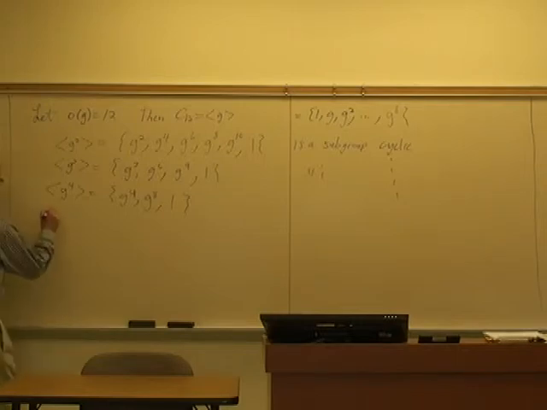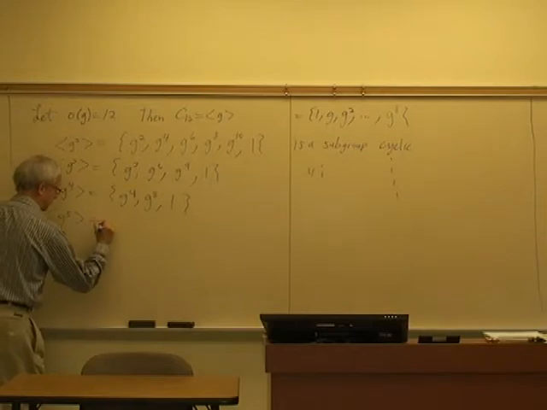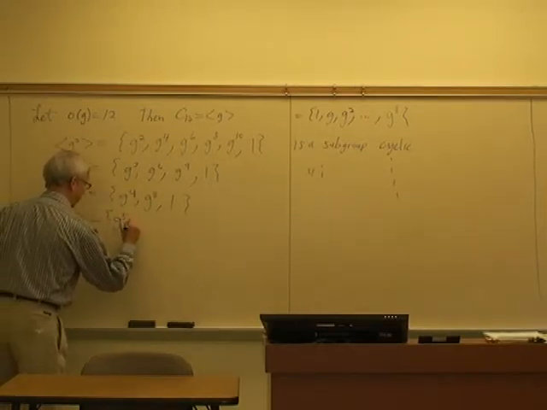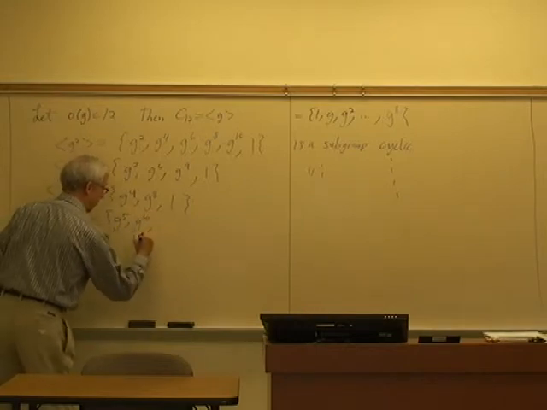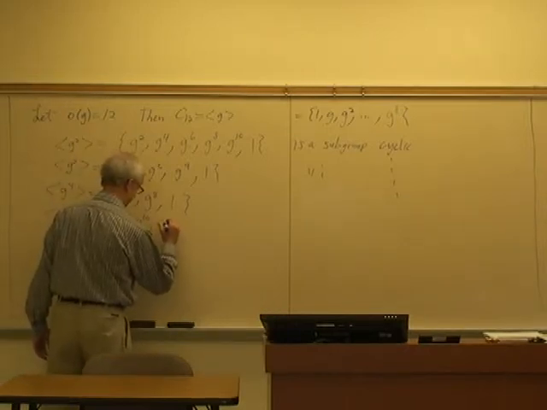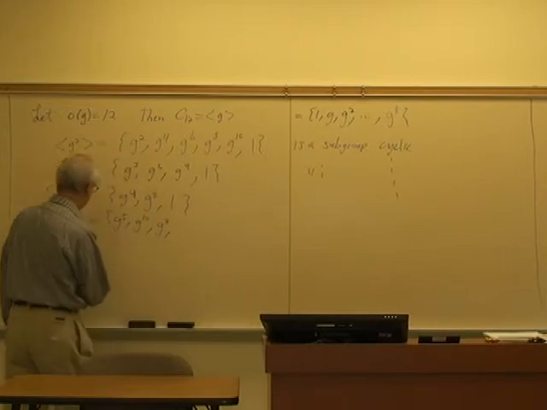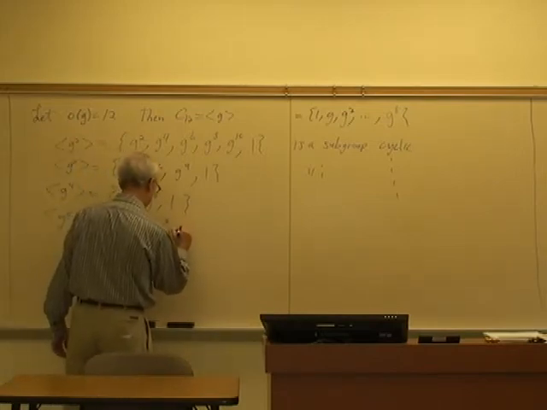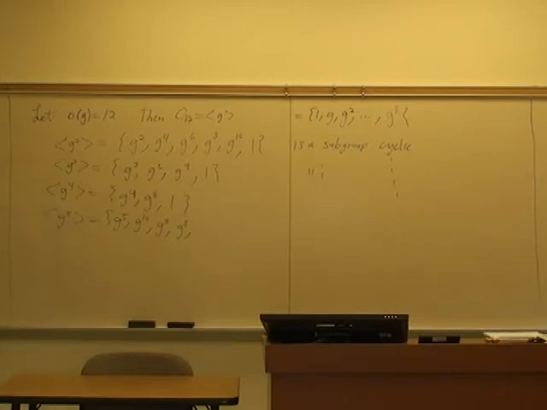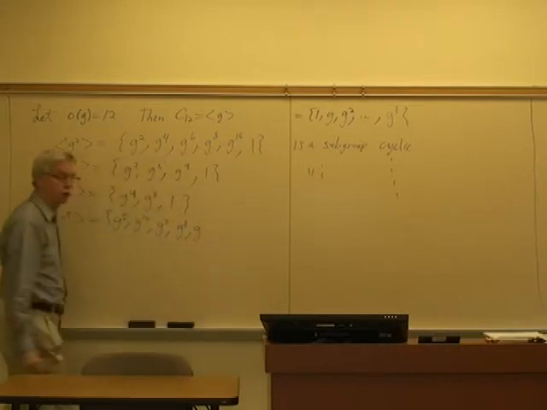Okay, let's try one more. G to the 5th. Well, I have G to the 5th, of course. The next one would be G to the 10th. What would be the next one? G to the 15th, which is G to the 3rd. Right? And then I add 5 again, so that's G to the 8th. And I add 5 again. 8 and 5 is 13, which is 1. I could stop here.